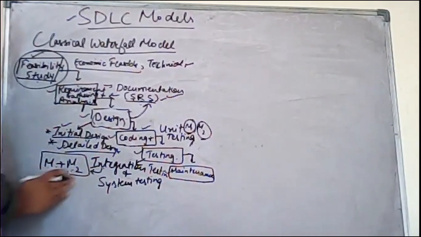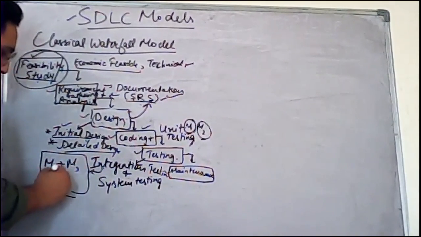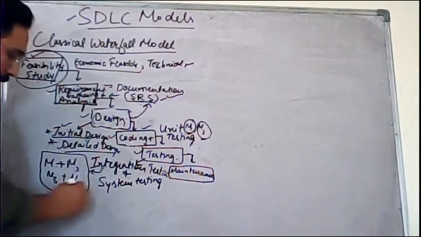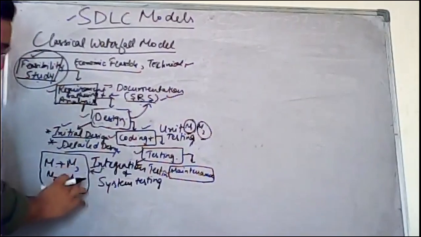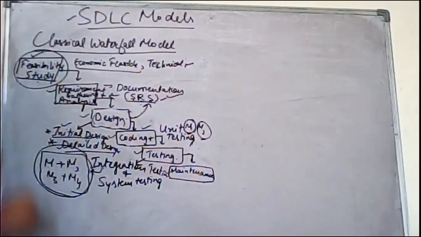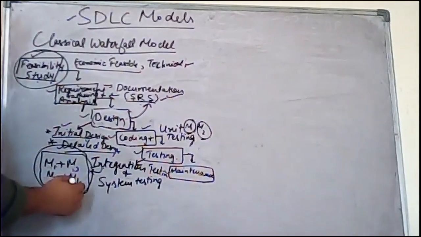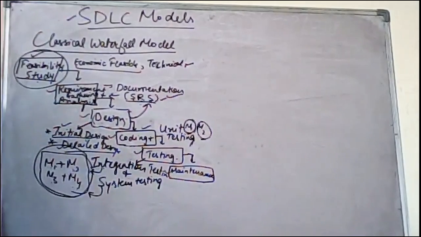If your system has a total of 4 modules, M1, M2, M3, M4, then we will test these modules in combination, or they can be related to each other: M1 dependent on M3, M3 dependent on M2, M2 dependent on M4. These are the modules that are functionally dependent on each other. For that, we also go for a system test. That comes under your testing.